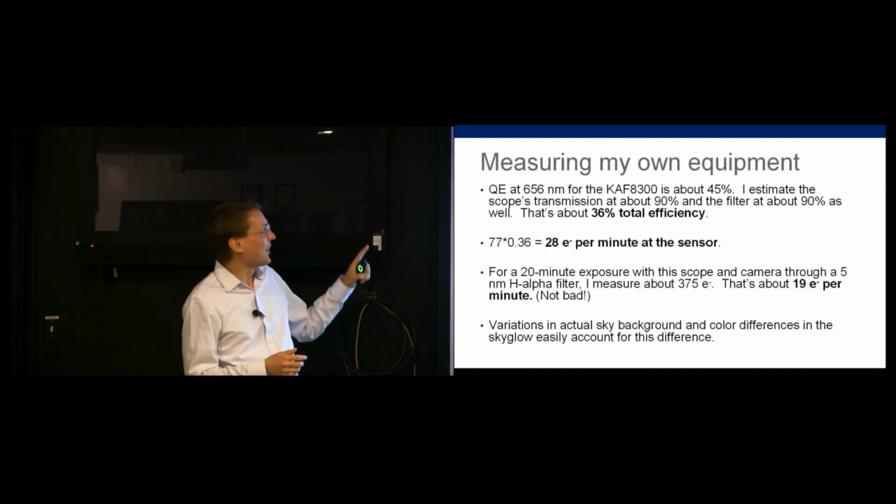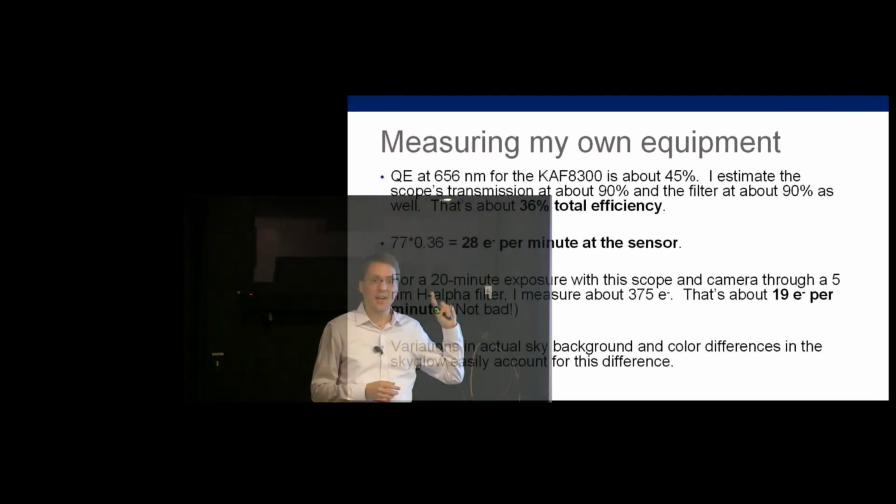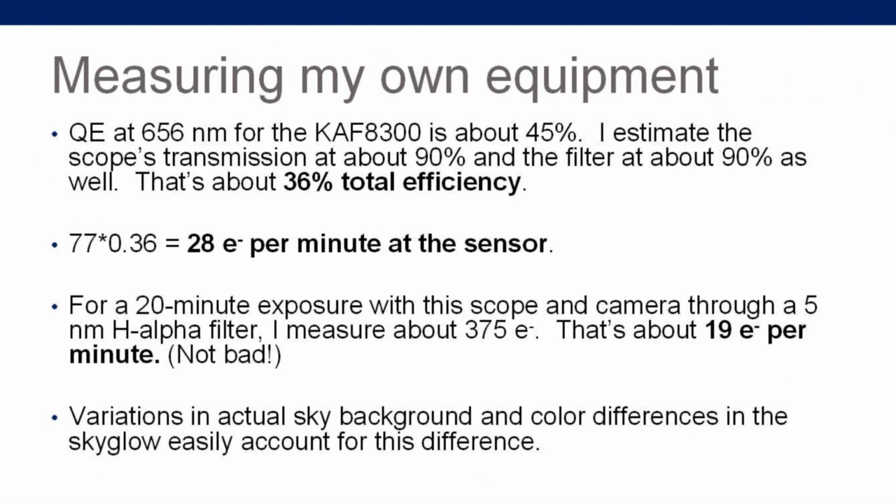So I looked at some exposures and said, okay, the quantum efficiency at the H alpha line on my KAF 8300 chip is about 45%. You lose about 10% of the photons coming through the optical system, and about another 10% on the surfaces of the filter. Let's say you're looking for an order of magnitude here. By that, it's 36% total efficiency. I said 77 is what I would expect. Let's multiply that by 0.36, and we should expect about 28 electrons per minute.